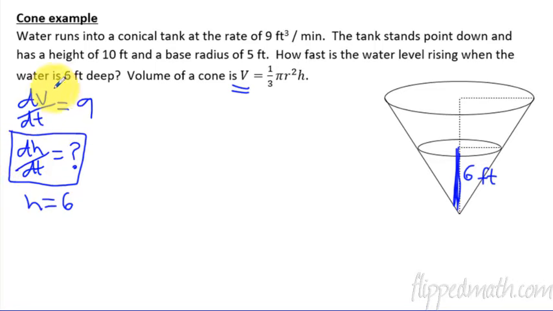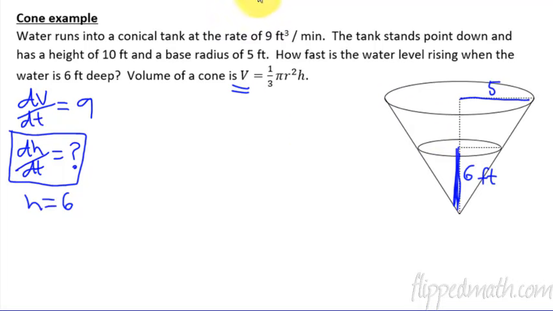Okay, so notice we have the derivative of volume, the derivative of height, and we have height. There's no radius anywhere in this formula. So we have V equals blah blah here, but we have no dr/dt. We don't even have what r equals. We do have that the base radius, this top here, is 5. We know that. So let me show you what we do.